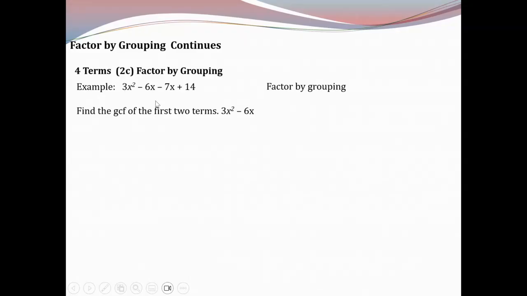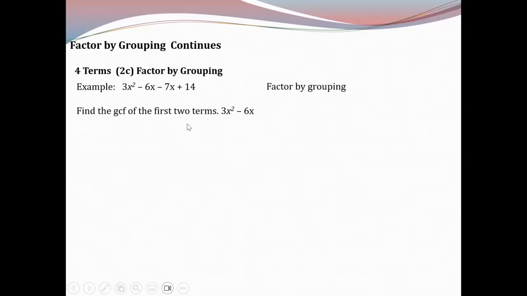Okay, now comes factor by grouping again. Okay, how about this one here? So we have 4 terms, so I'm going to factor by grouping. What does 3x squared minus 6x have in common, or the GCF? From the 3 and the 6, we know it's going to be 3.